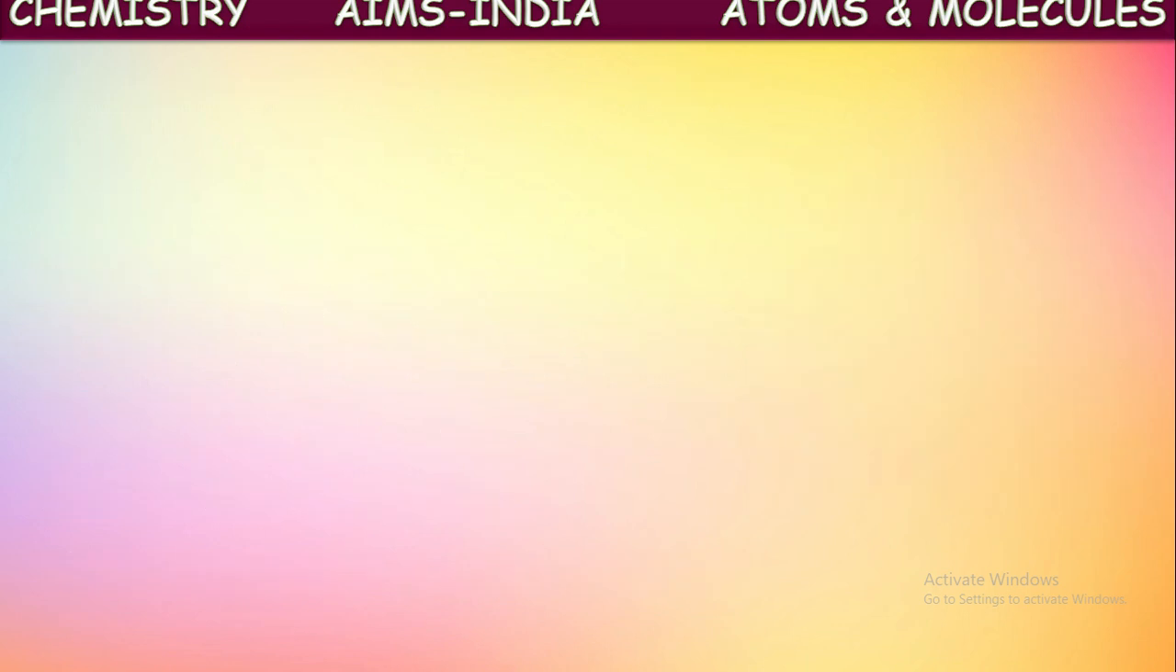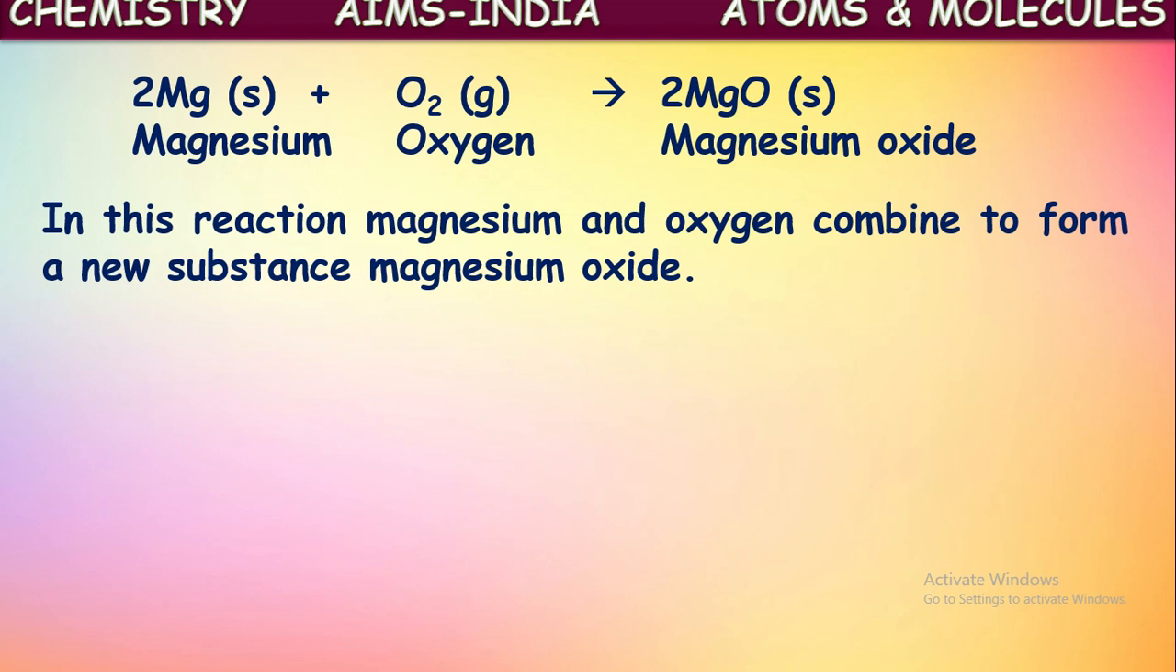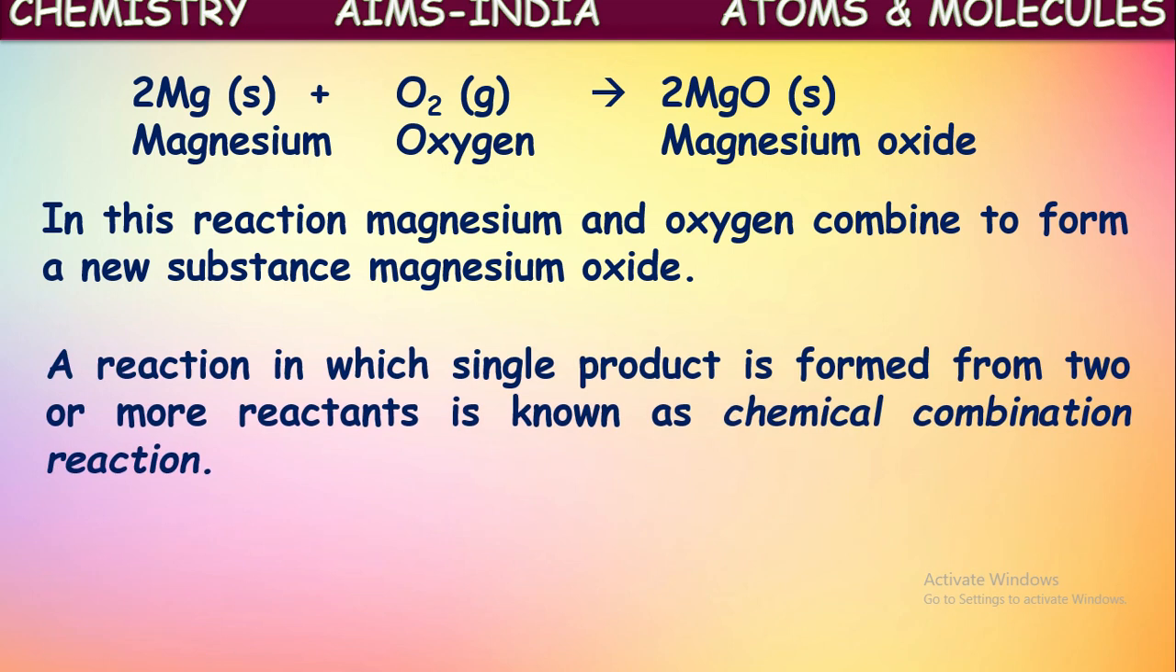Okay, this is the reaction equation which occurs there. Magnesium burns in the presence of oxygen to form magnesium oxide. So here the element magnesium reacts with the element oxygen and forms a new compound. This we can say is a combination reaction between two elements. So in this reaction, magnesium and oxygen combine to form a new substance, magnesium oxide. A reaction in which a single product is formed from two or more reactants is known as a chemical combination reaction.